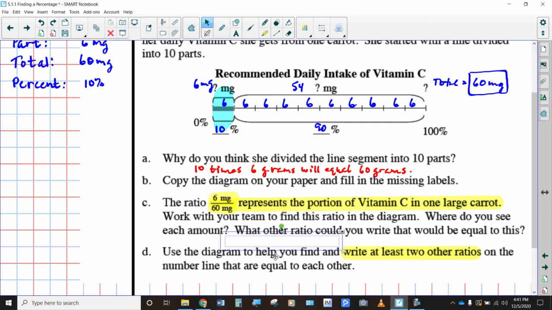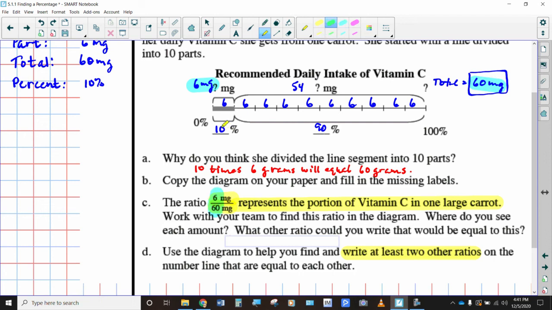What I thought of is this. If it's 6 out of the 60, then you could say, let's take a look at the percents. Actually, hold on for a second. I might have made a little mistake there. It wasn't the 6 milligrams out of the 10%. It was the 6 milligrams out of the total, right? That's what we have going on here, 6 out of 60.